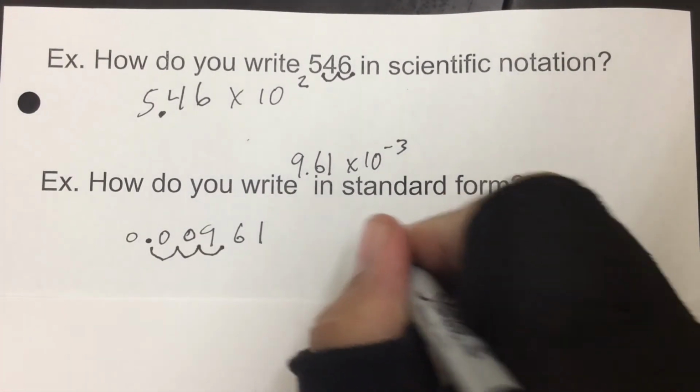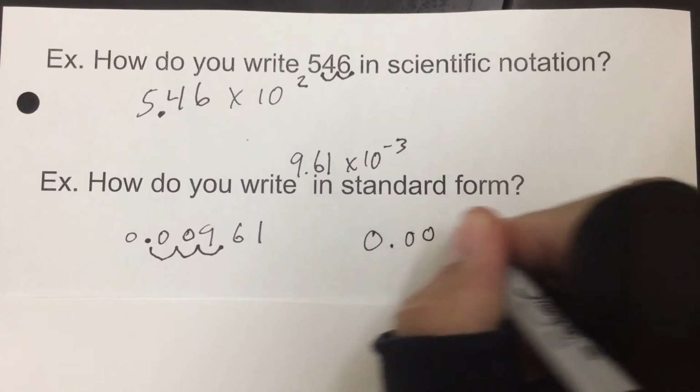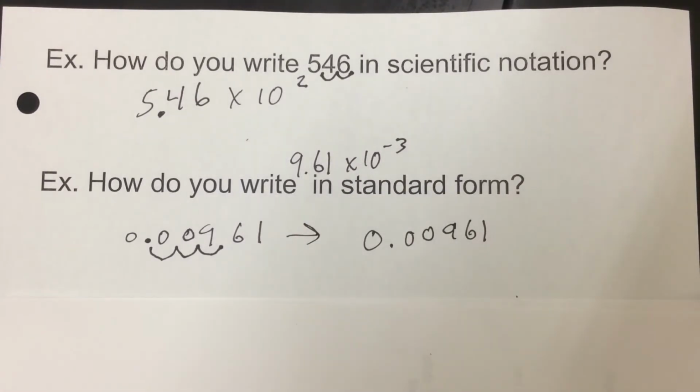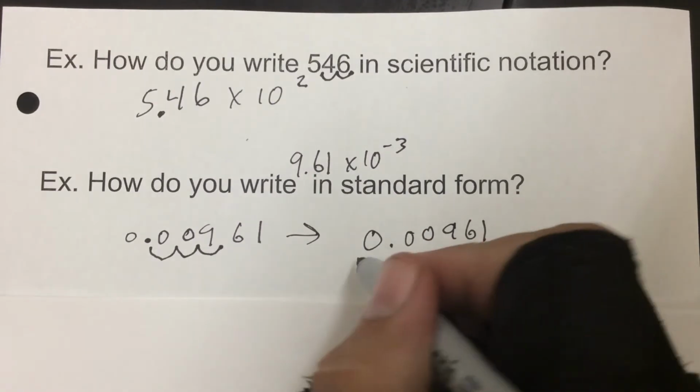So our number we'll need is 0.00961. Okay? So that's our final answer. This is what we're looking for here.